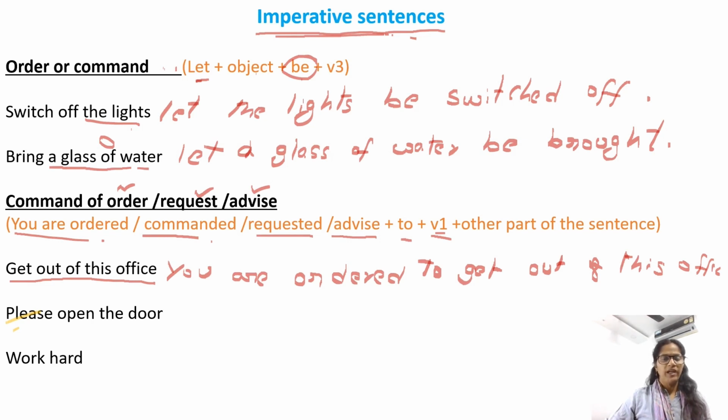Let the door be opened, or you can use should also: Door should be opened. But here we have please. If we write passive form using let, we cannot show any request in that, right? To show request, you have to start the sentence with you are requested to. Remaining part of a sentence you need to write as it is.